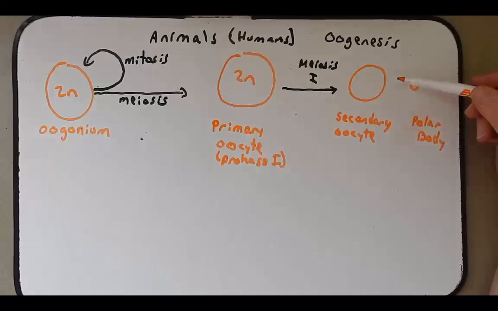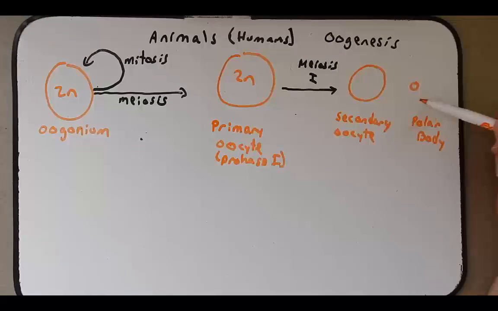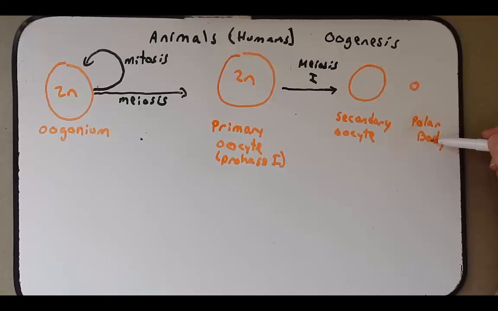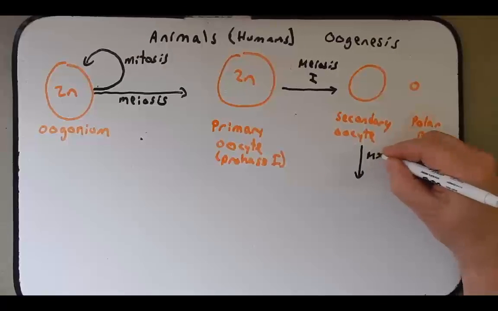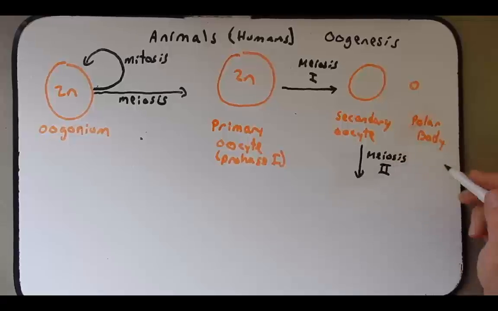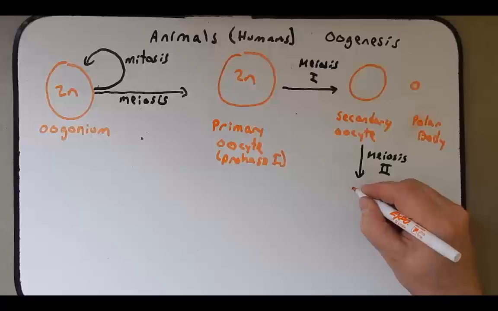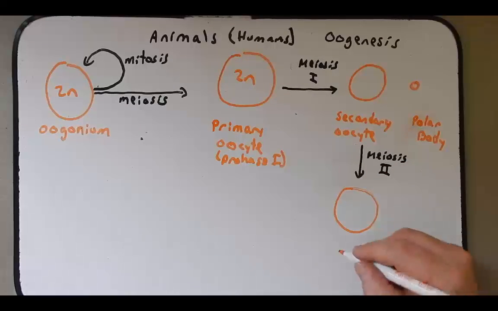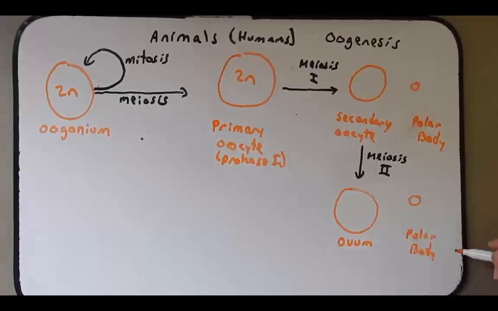Now, unlike spermatogenesis, oogenesis produces two disproportionately sized structures here. The first is the secondary oocyte, which is much larger, and the polar body, which is much smaller. The secondary oocyte will now complete meiosis 2. Just like with meiosis 1, the products are also two disproportionately sized cells. The first one here, the larger one, is the ovum, and it will also produce a second polar body. Often these polar bodies just disintegrate.